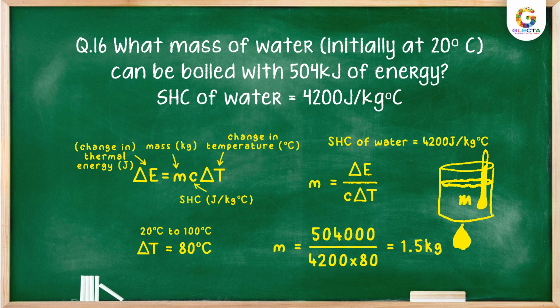So 504,000 joules. Did you remember to convert kilojoules into joules by multiplying by 1,000? Divided by 4,200 times 80. That's our temperature difference. Don't forget your brackets again. That gives us 1.5 kilograms.